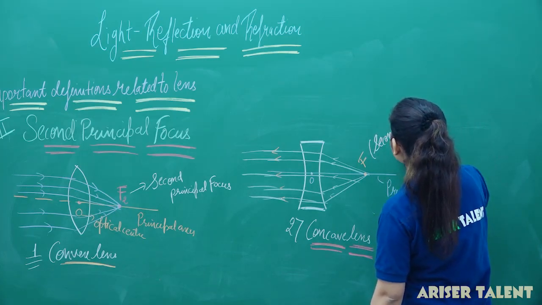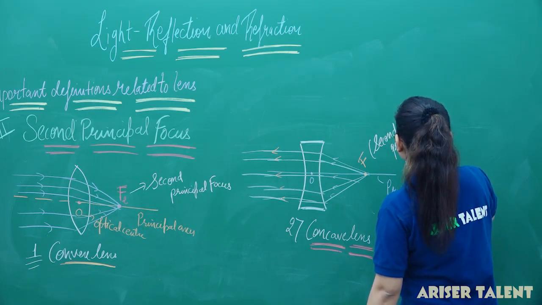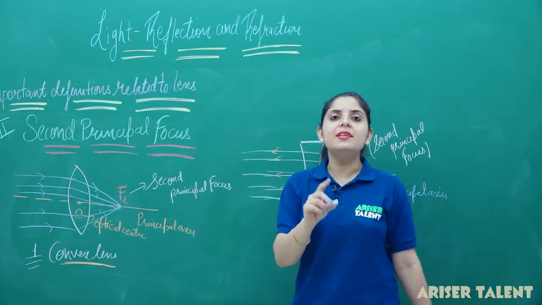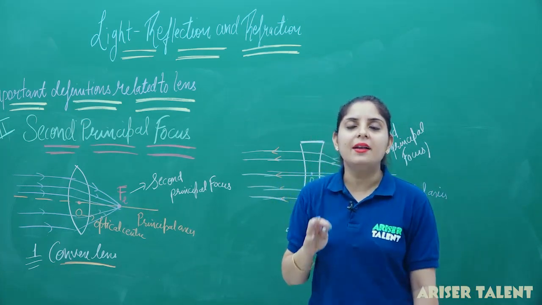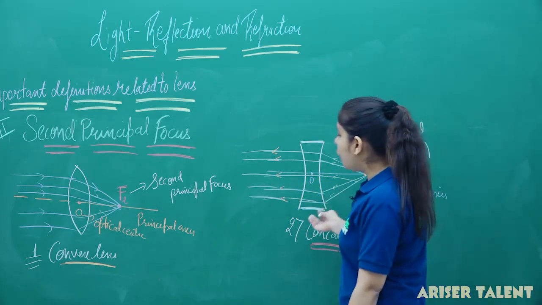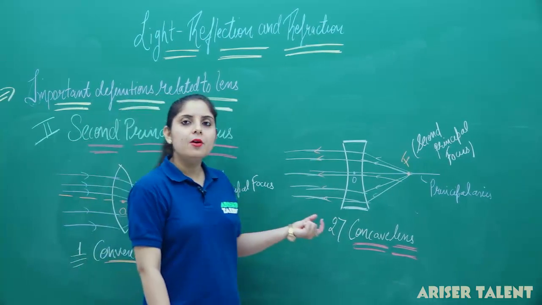So we will get a second principal focus here, and the distance between the optical center and this focus will be known as our focal length, and we can denote it by F2 or F double dash. So this will be the focal length.